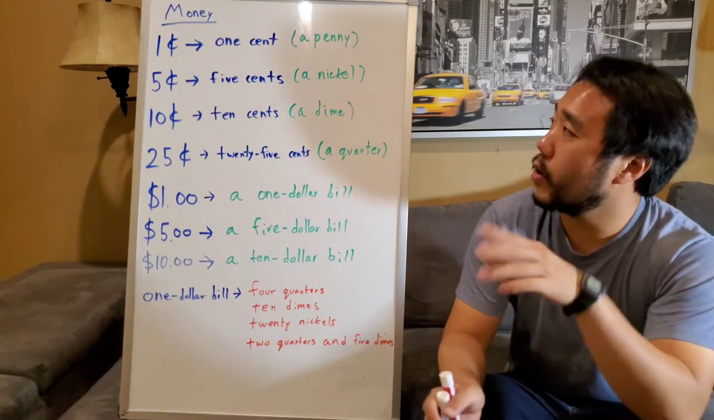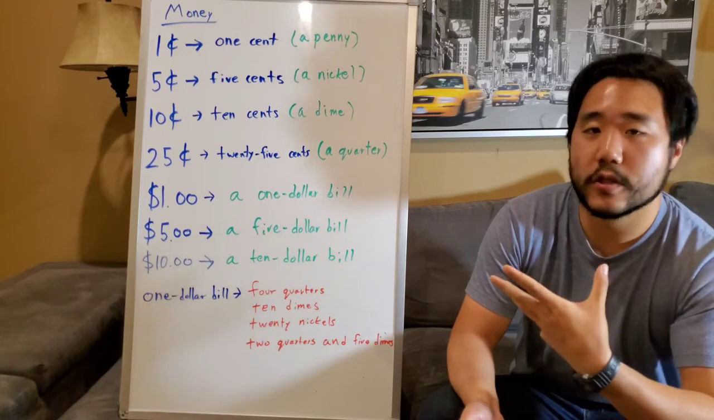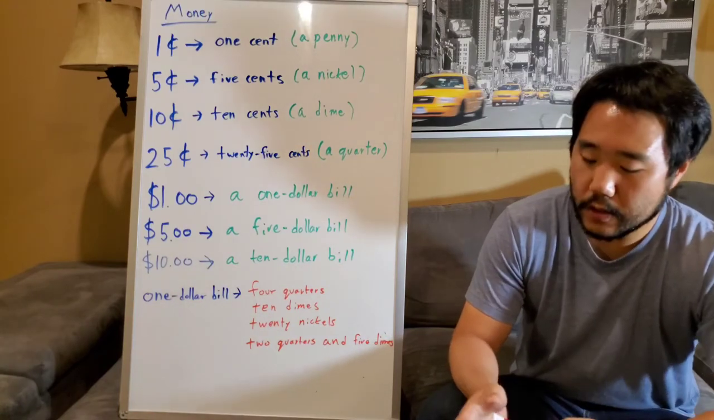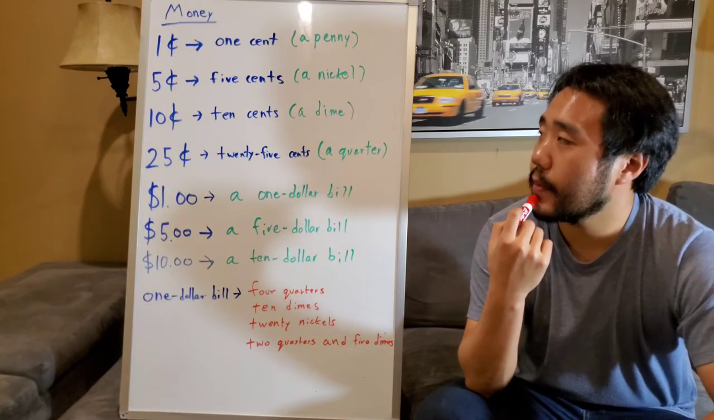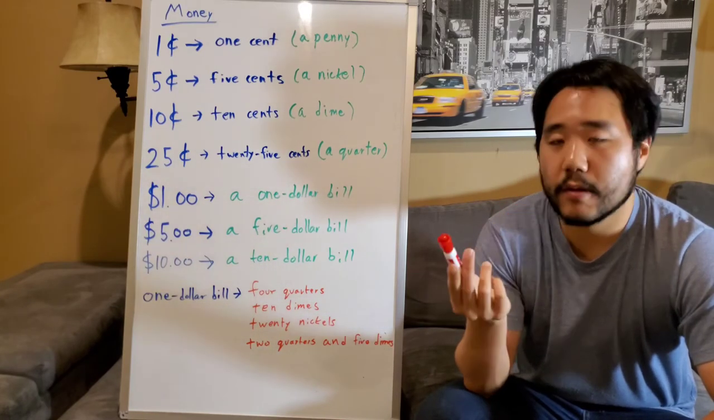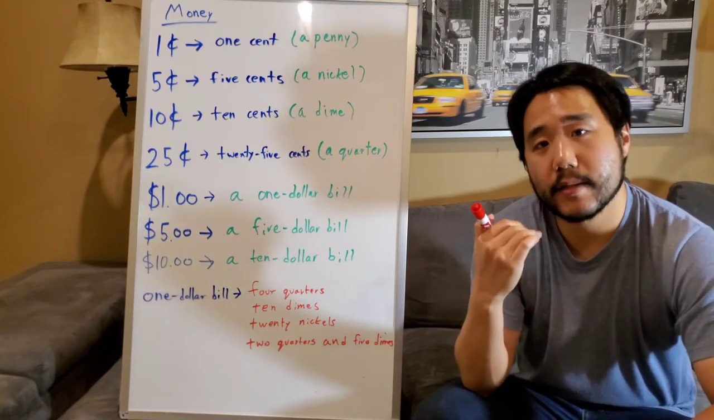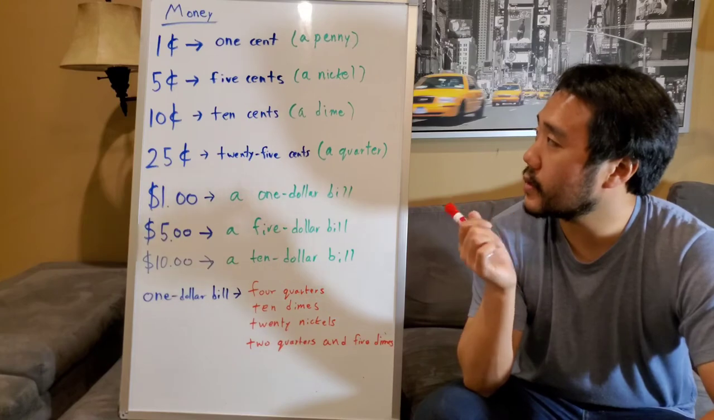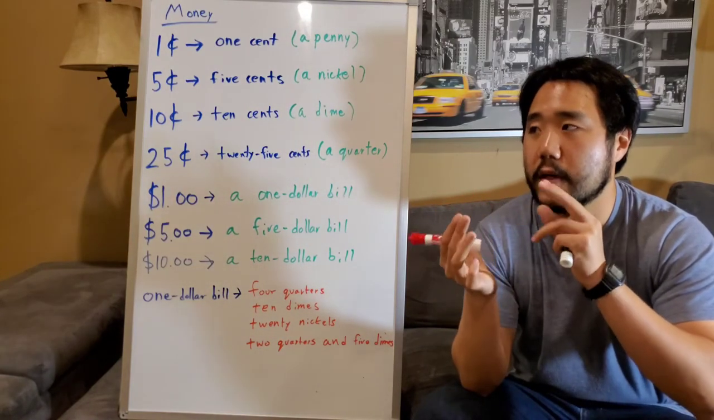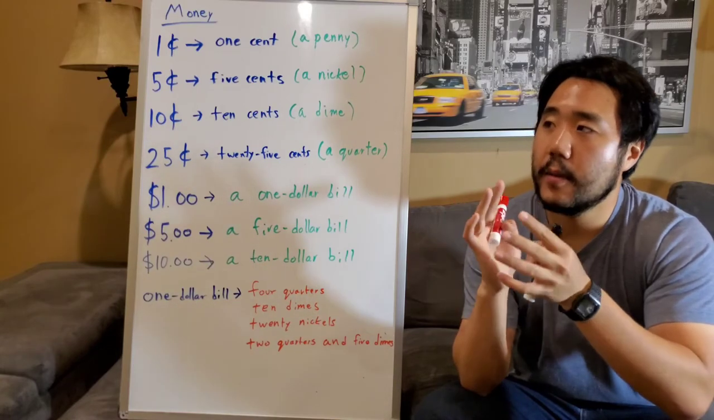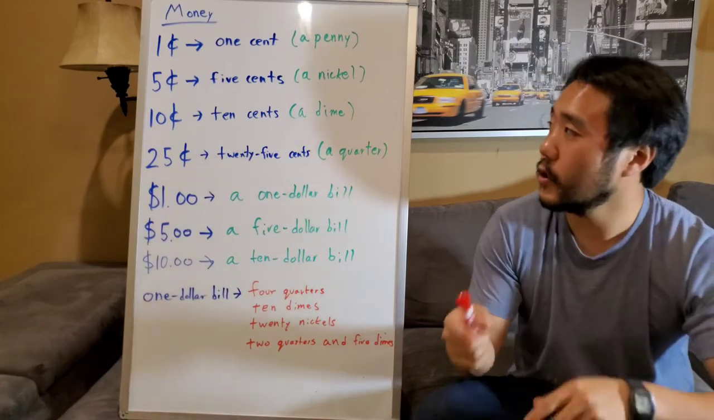Okay, so we're almost finished with unit 7. So now let's just talk about the money situation one more time. I think in the beginning, we learned how to read the price. But this time we're actually going to talk about the money system in the US.